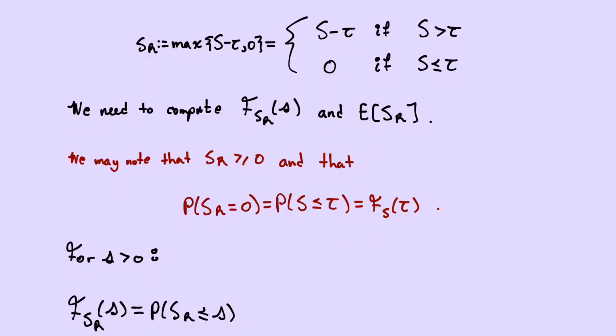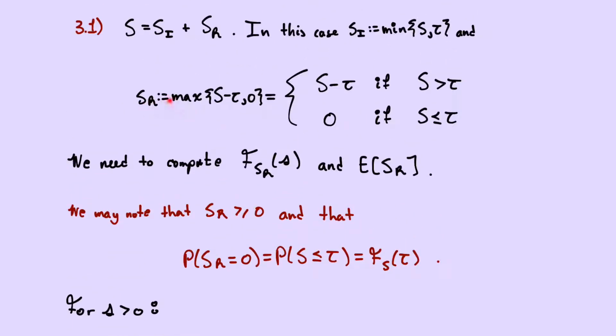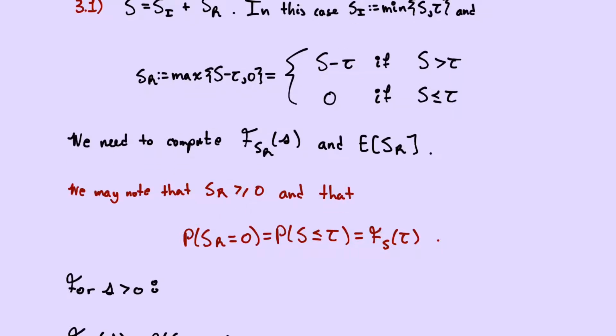And to do this, we may note first that this random variable S_R is greater or equal than 0, okay? Because there are only two cases, okay? In this case, it is equal to 0, and in this other case, it is equal to S minus tau. But since in that case S is greater than tau, this would be a positive number, okay? Well, a positive random variable, but once we have observed it, it would be a positive number. So, in general, it is greater or equal than 0.